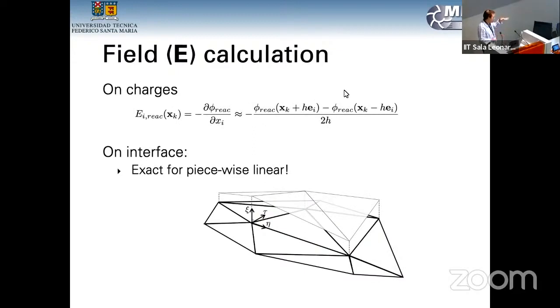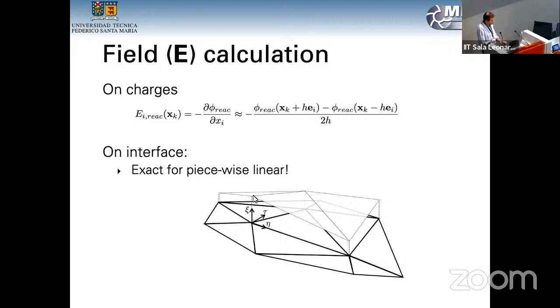Actually, the derivatives are not that terrible, so we can get away by computing the potential in nearby places, and we just go with a finite difference kind of approximation. On the interface, though, the good thing is that we were using, by luck, piecewise linear boundary element method. What it means is that we're assuming that the potential and its derivative vary linearly in each one of these panels that are on the surface.